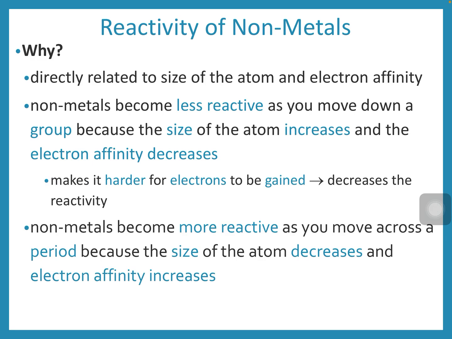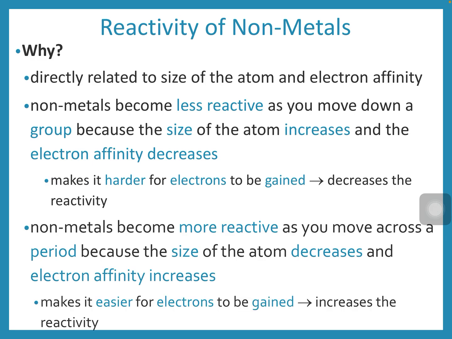And then as we move across the period, the size decreases because we have more protons pulling in those valence electrons more tightly. And so it's a lot easier then to pull in an electron, which makes it more reactive. So it's easier to gain electrons, and then that increases the reactivity as we move across the period.